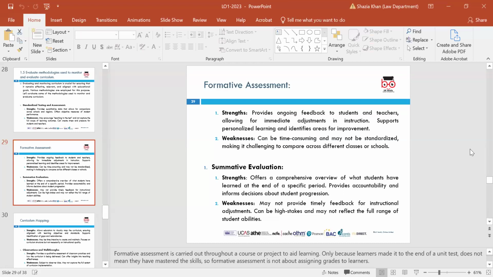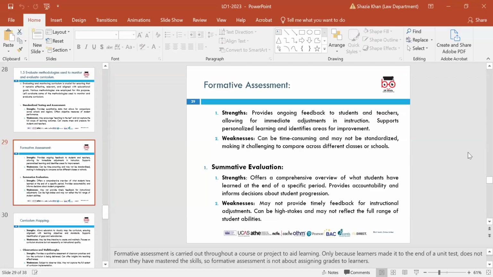Strengths of formative assessment: it provides ongoing feedback to students and teachers, allowing for immediate adjustment in instruction, and it supports personalized learning and identifies areas for improvement. Some of the weaknesses are that it can be time consuming and not standardized, making it challenging to compare across different classes or schools.